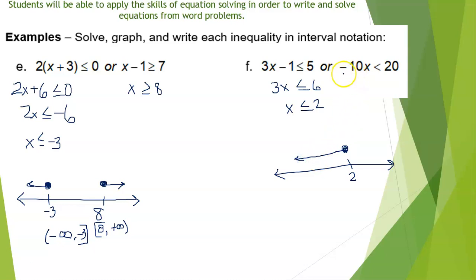So here I'm going to divide by negative 10. Now when I divide by a negative 10, that changes my inequality. So instead of negative 10x is less than 20, it's now going to be x is greater than, and 20 divided by negative 10 is negative 2. So at negative 2, I have an open dot, and I'm shading greater than all the way. So when I look at this, my whole number line is shaded. So my interval is actually all the way from negative infinity up to positive infinity.